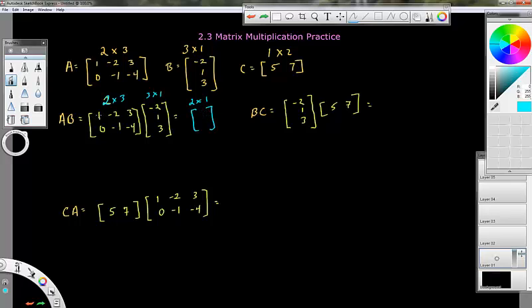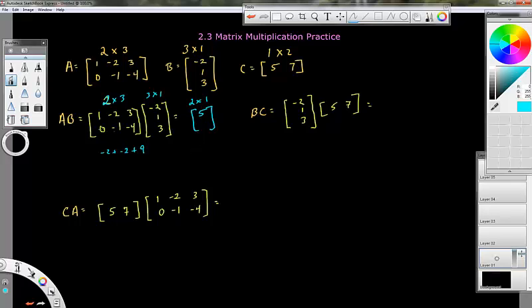So you always go across and down, across the row and down the column, and you multiply each one, adding the answer up like this. So it's 1 times negative 2 is negative 2, plus negative 2 times 1 is negative 2, plus 3 times 3, which is 9. And we add this from left to right. This would be negative 4 plus 9, which is 5.